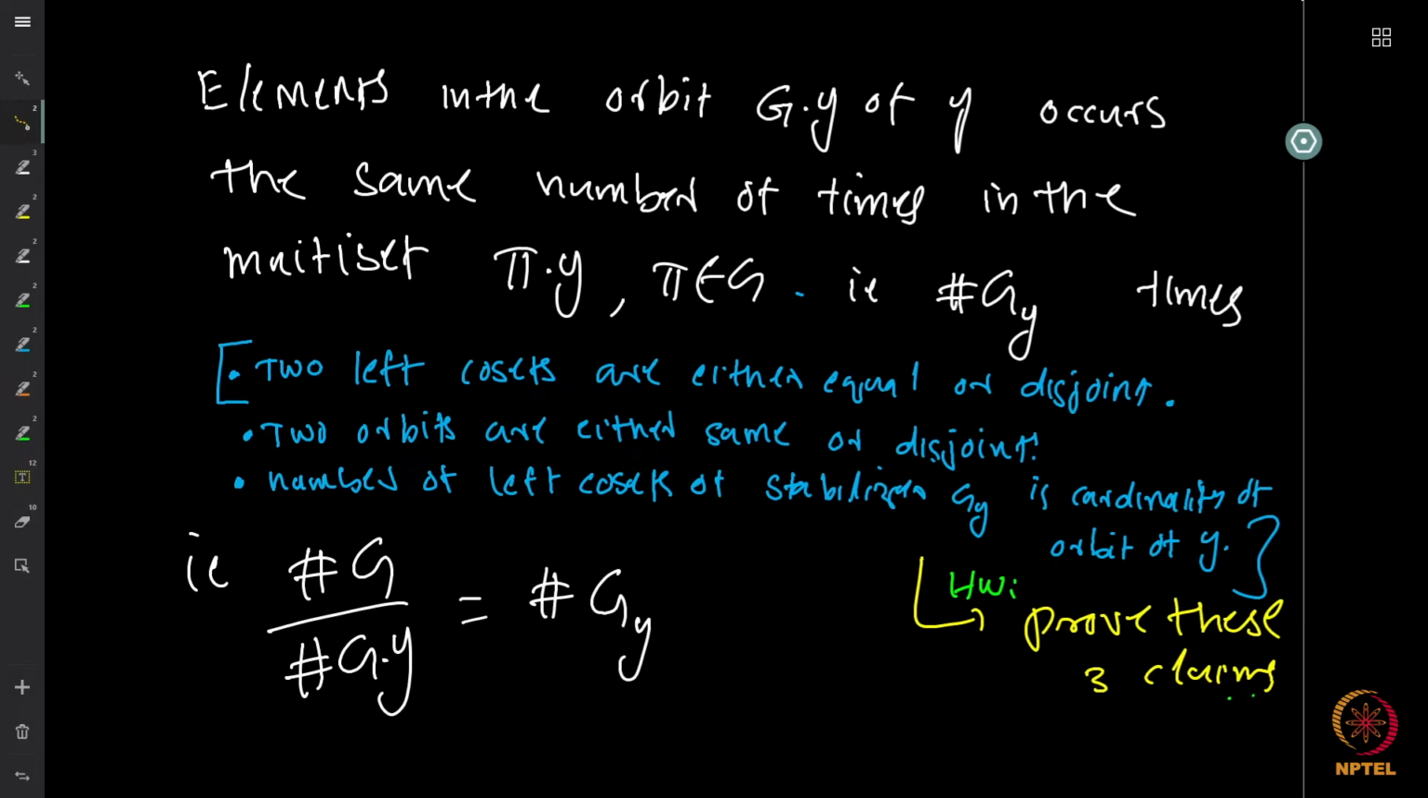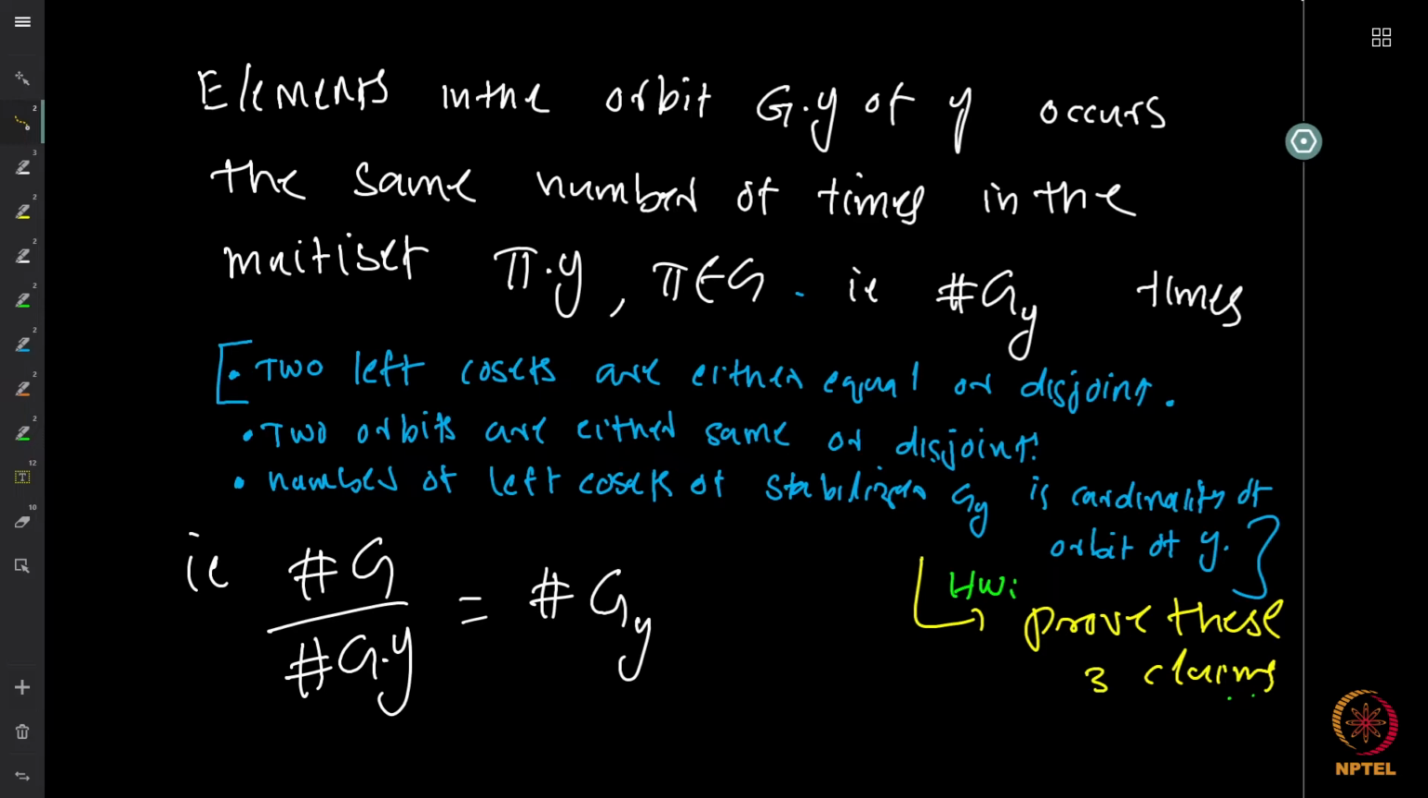So now, elements in the orbit Gy of y occur the same number of times in the multiset of all permutations pi dot y for pi in G. So why is that? How do you prove this? If you have the following three easy results: two left cosets are either equal or disjoint, this is something I ask you to go through or prove. Then another easy result that we can show is that two orbits are either the same or disjoint.